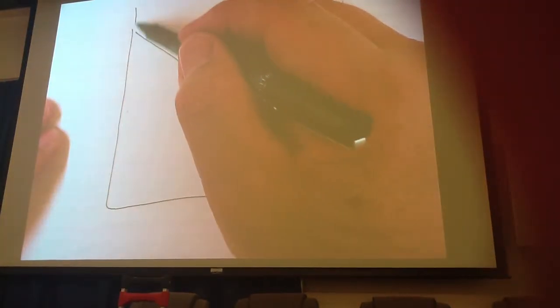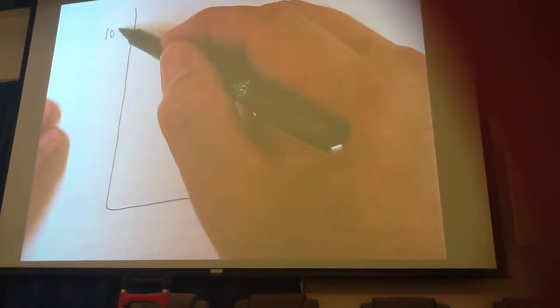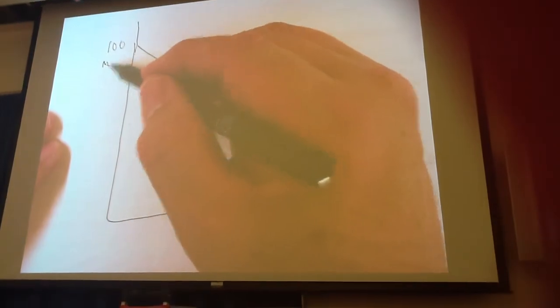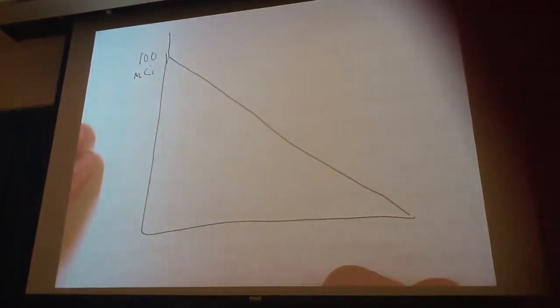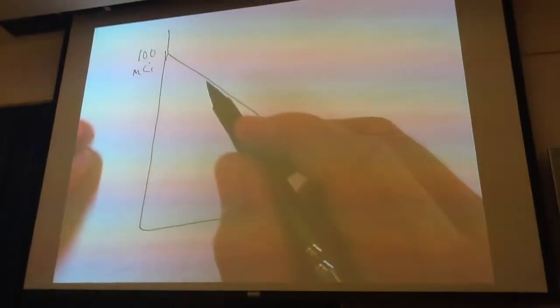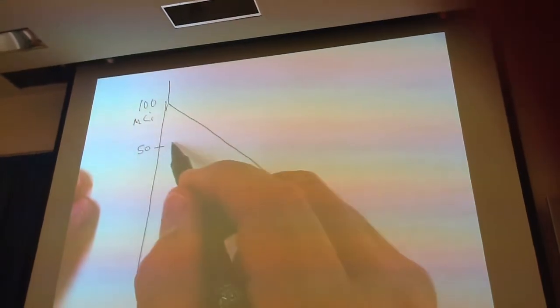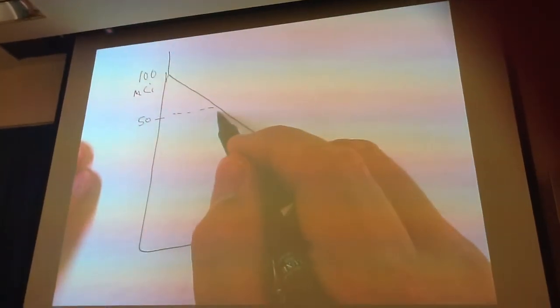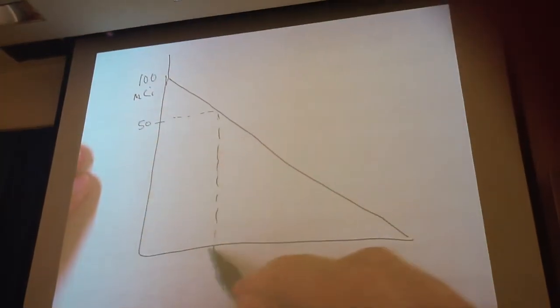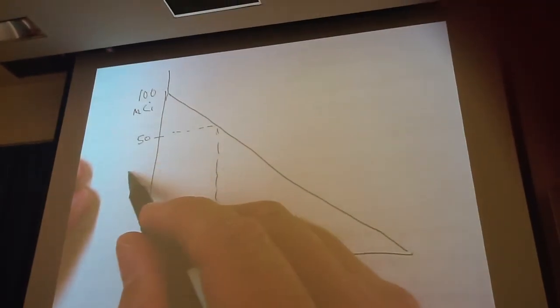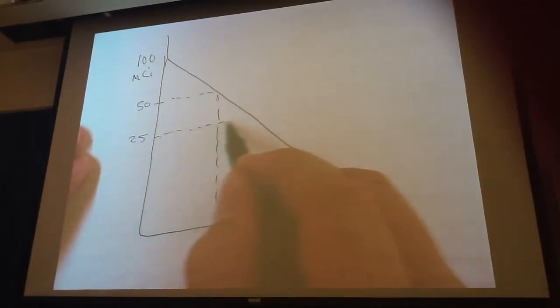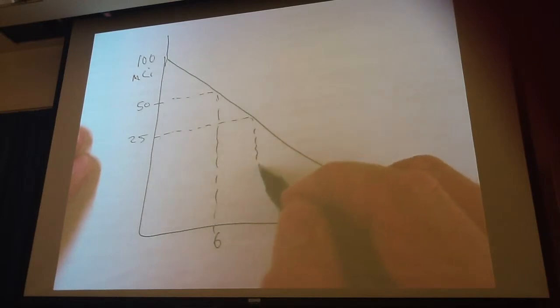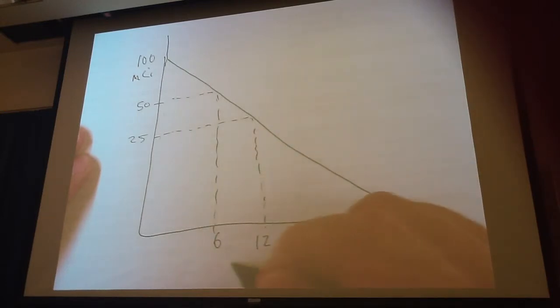Graph. Remember, let's say you're working at just a regular imaging center and you don't do any therapy, you might start out with only 50 millicuries, because that might be the most you use. But every 6 hours, so here's 50 millicuries. That'd be 6 hours, 25 millicuries, 12 hours.